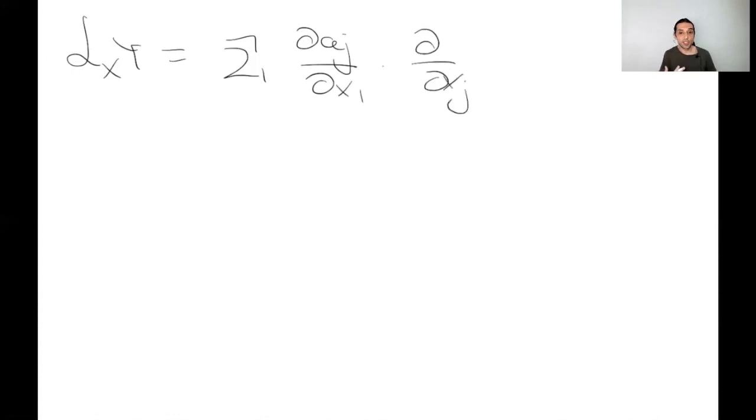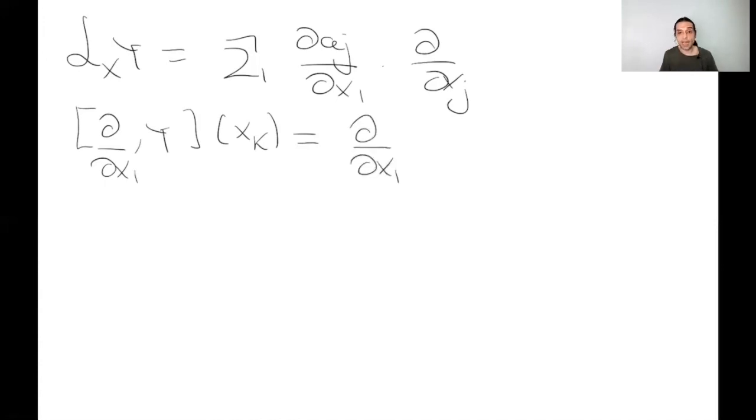And now we can calculate too the Lie bracket of x and y, knowing full well that x is just the first coordinate vector field. And if we apply this to some xk, what happens is that this is going to be the partial with respect to x1 of y applied to xk, that's just ak, right? Minus the result of applying y to the partial of xk with respect to x1. That's going to be 1 or 0. And y applied to any constant is always 0. So we don't have to consider anything else.